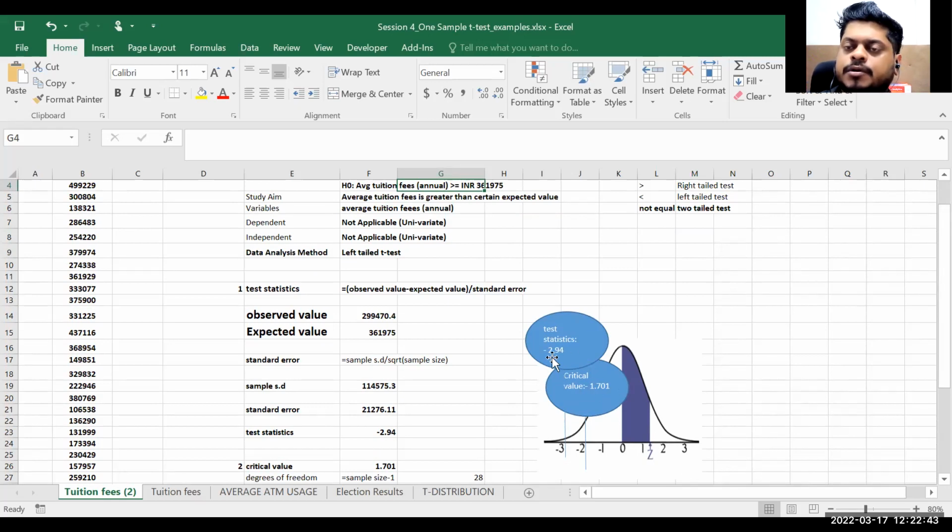But what did I find? Minus 2.94, which is less than, which is beyond, on the left side of it, right? In a left tail test, if your observed data falls on the left side of the critical value, reject it. In a right tail test, if your observed data falls on the right side of the critical value, reject it. Yes, Abhijit. Rejected, yes.